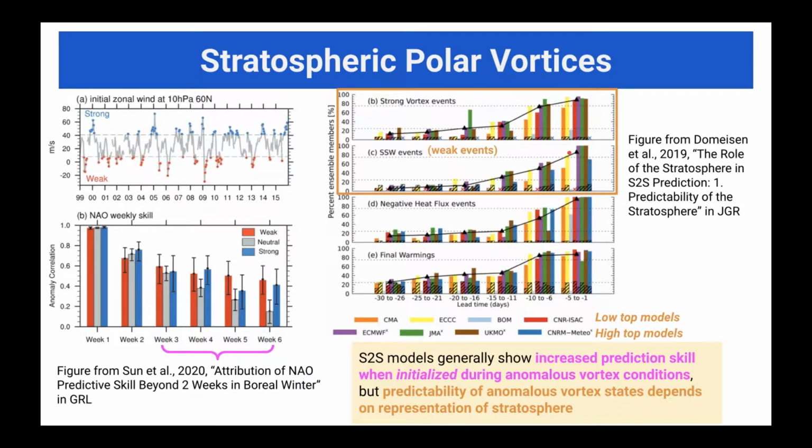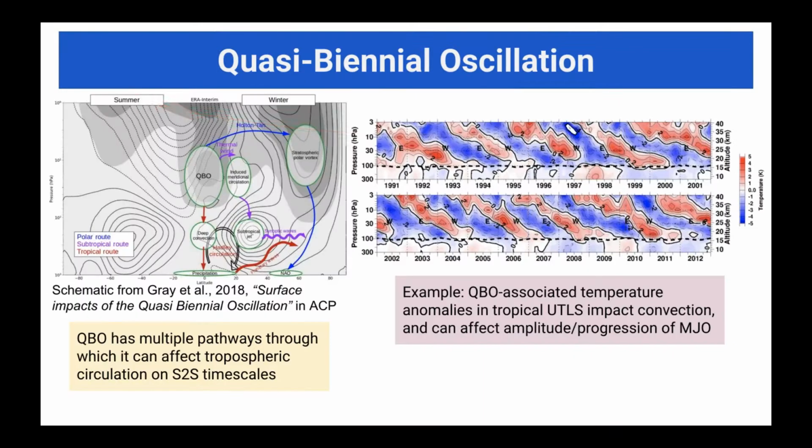Now, further research has found that essentially when subseasonal forecast models are initialized during these anomalous vortex states, tropospheric predictability beyond roughly 2 weeks tends to be better, particularly for indices like the annular modes or the North Atlantic Oscillation and so forth. And that's what this figure shows on the left. This is from a 2020 paper that showed with a particular S2S model, predictive skill for the NAO increased when the model was initialized during weak or strong vortex states, particularly in the weeks 4 to 6 range.